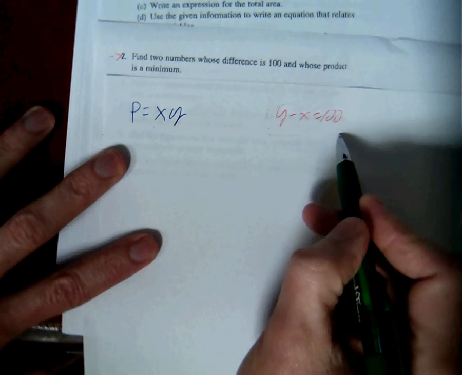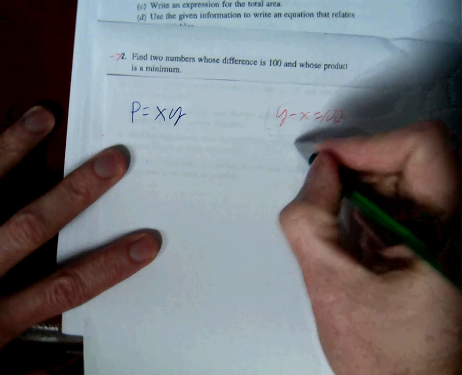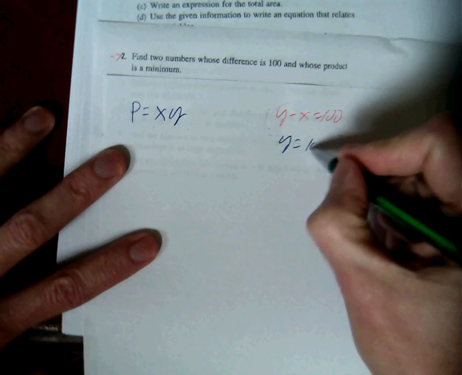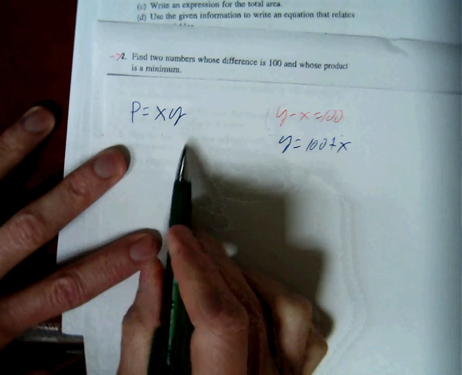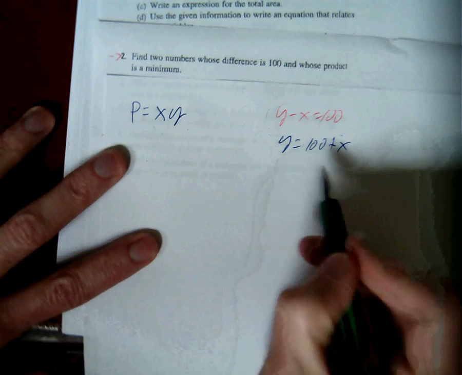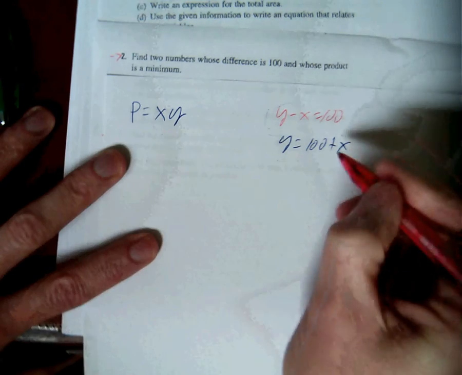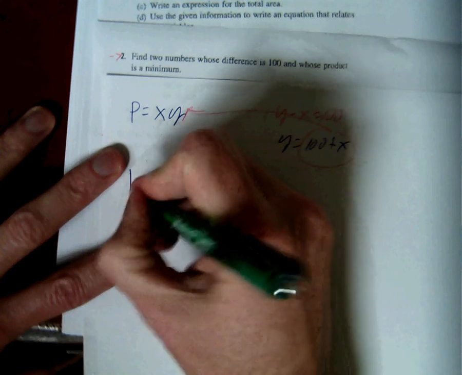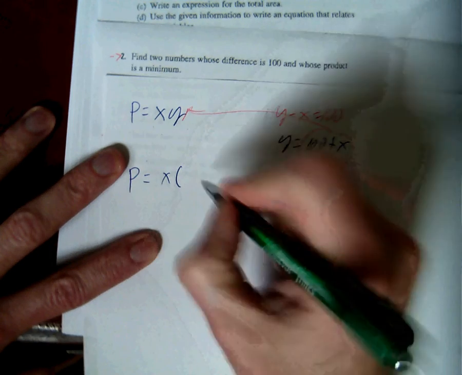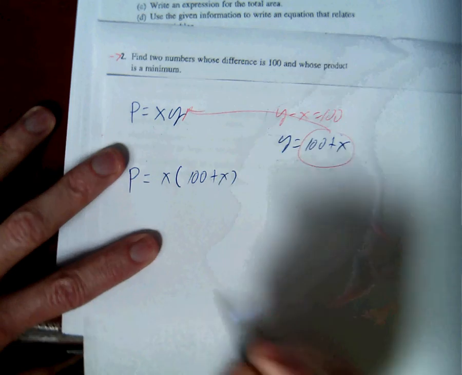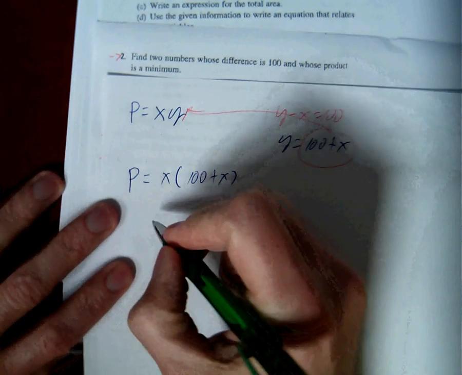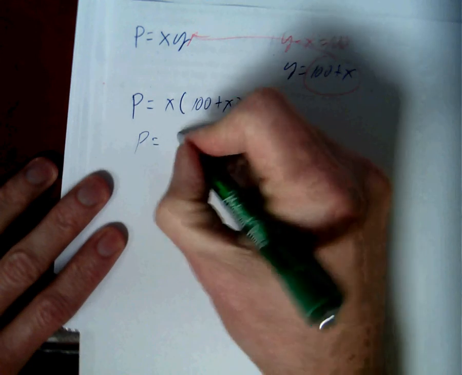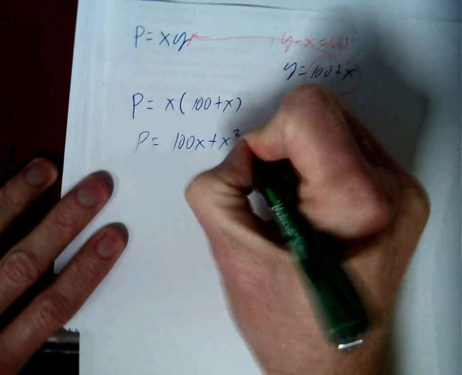So when I look at this equation, it says y minus x is equal to 100. I can rewrite this and say y is equal to 100 plus x. And now what I've done is everywhere I see a y, I can write 100 plus x. So I can take this, stick that into y, so I end up with p is equal to x times 100 plus x. And I'll do a little work here. So I'll get p is equal to 100x plus x squared.